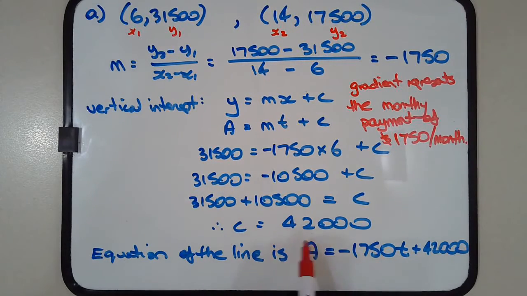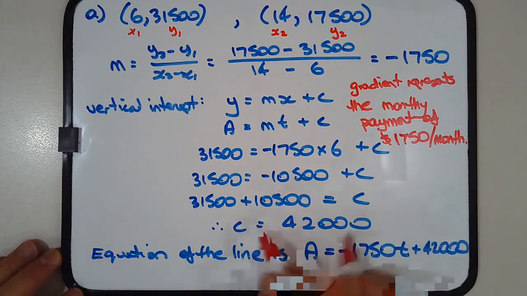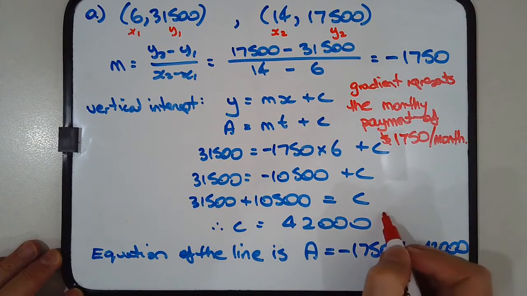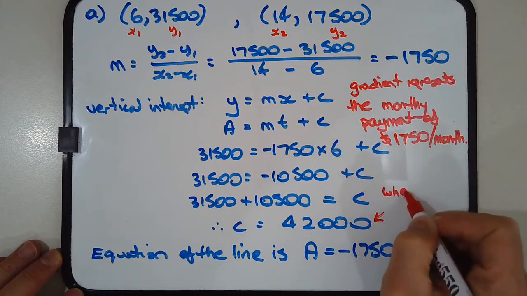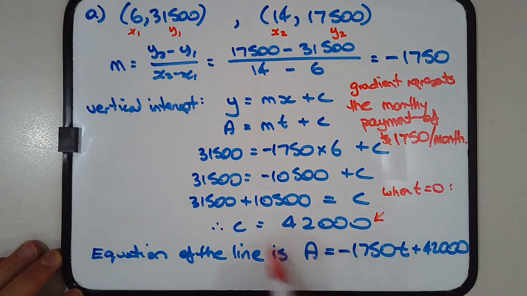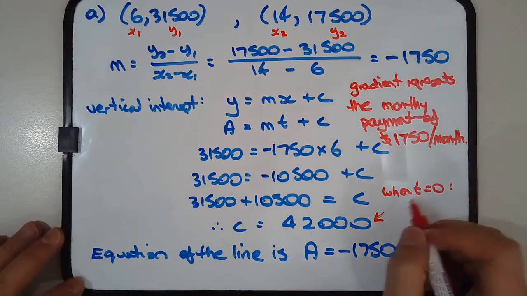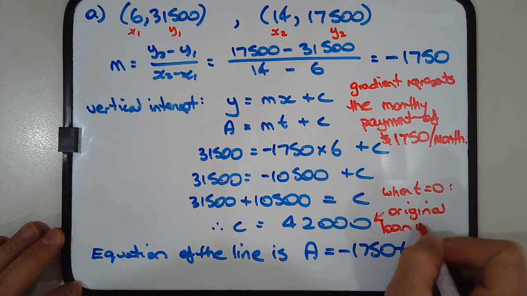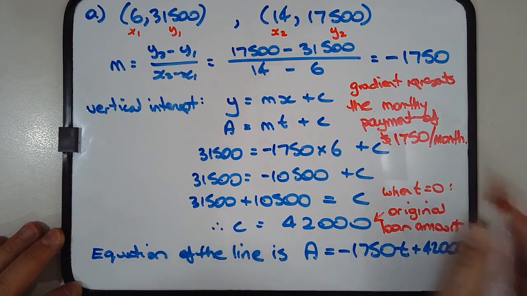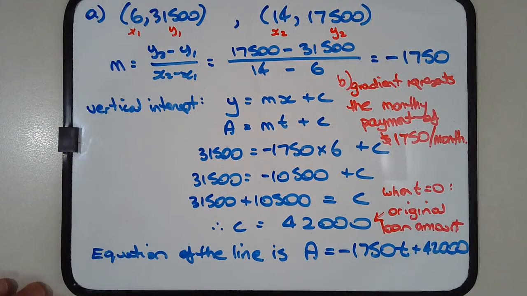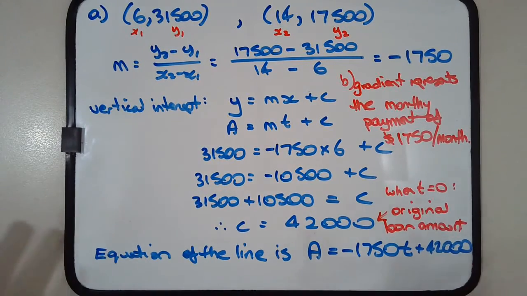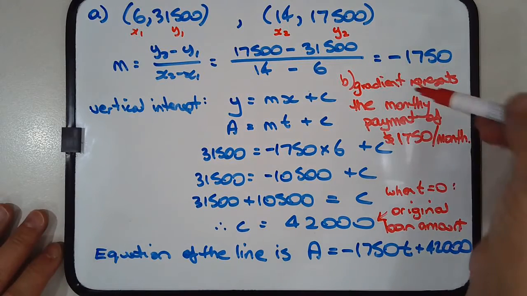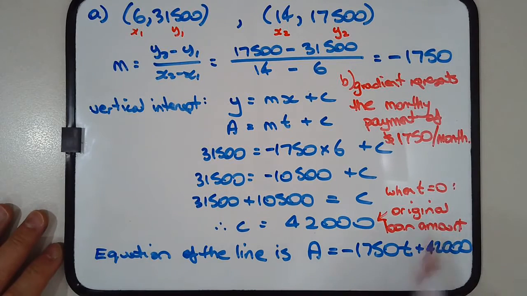What about the y-intercept of 42,000? A y-intercept occurs when t is 0. So when t is equal to 0, this is the y-intercept of 42,000. This would be the original loan amount. Okay, so that's answering part B. Apologies that I've had to put it on one side of the board. Again, I'm quite short on real estate here. So the y-intercept represents the original loan amount.